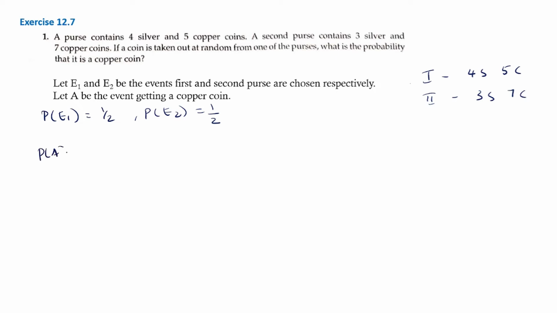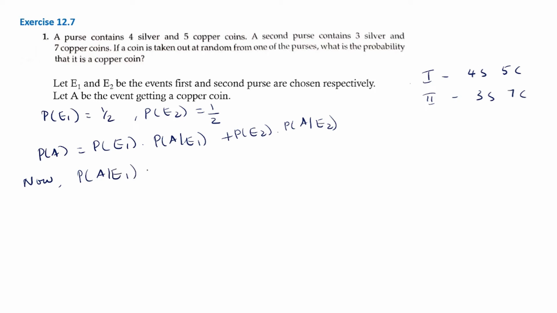probability of A can be calculated as probability of E1 into probability of A given E1 plus probability of E2 into probability of A given E2. So we have probability of E1 and probability of E2, and we can find probability of A given E1 and probability of A given E2. Now, probability of A given E1.